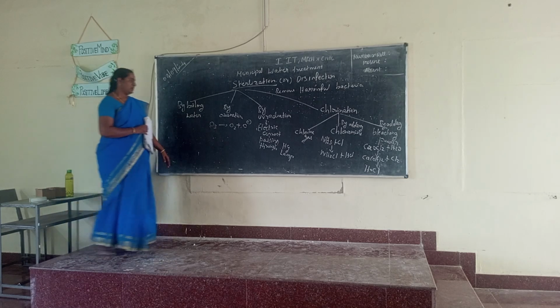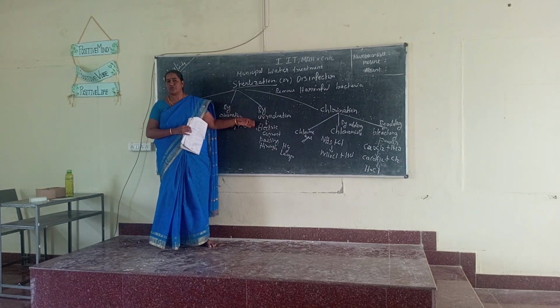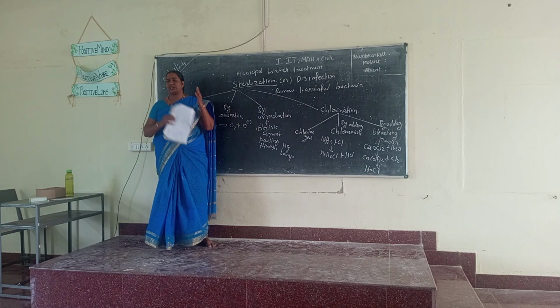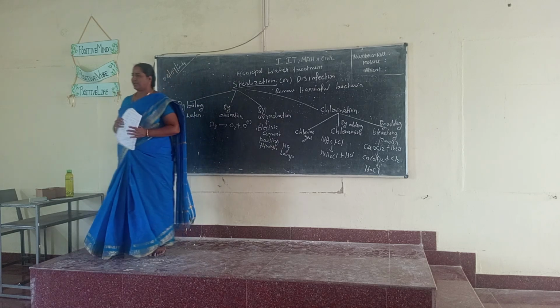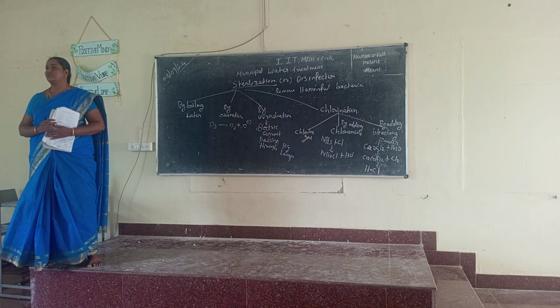Next one, UV radiation. By passing current through a mercury vapor lamp, we add UV radiation into the water. The UV radiation kills all the harmful bacteria. This methodology is mainly useful for swimming pools.